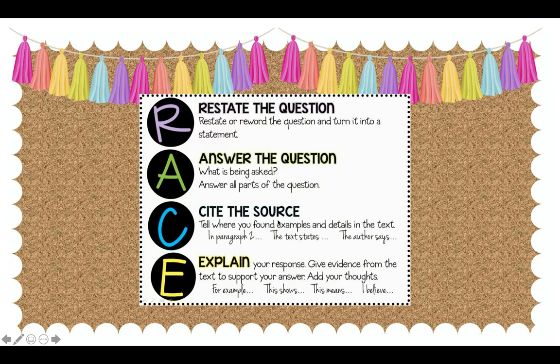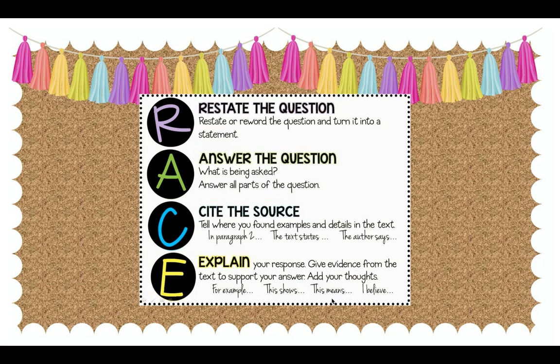When we cite evidence, we are taking examples and details right from the text. We might use that in our response by saying, the text states, the author says, according to the text, and then putting our details into our response. And lastly, we're going to explain our answer. So we would say, for example, or this shows, or this means.